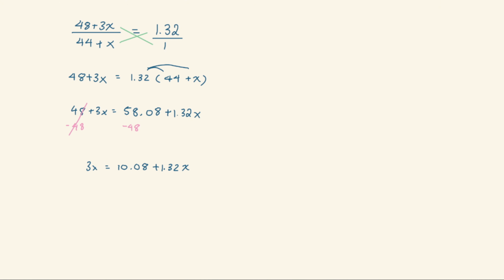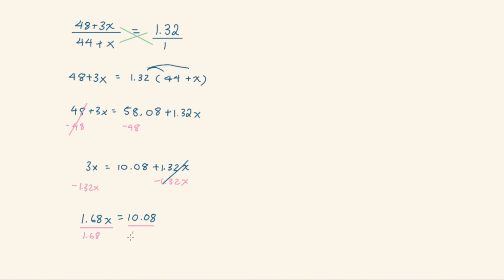And then we have to subtract that 1.32x from both sides so that we have all our x's on the left. Okay, so minus 1.32x. Let me fix this x real quick because that doesn't look like an x. On the right-hand side, these are going to cancel out because 1.32x minus 1.32x is 0. And on the left side, I'm going to get 1.68x is equal to 10.08. And so now if I want to find out what x is exactly, I'm going to divide both sides by that coefficient, 1.68.